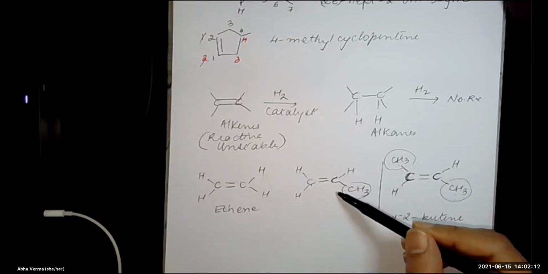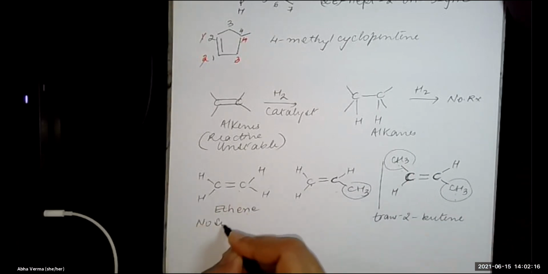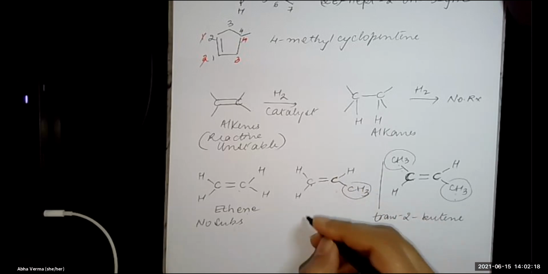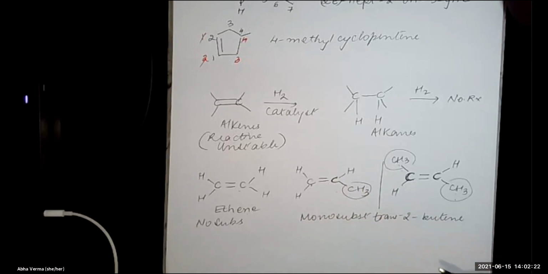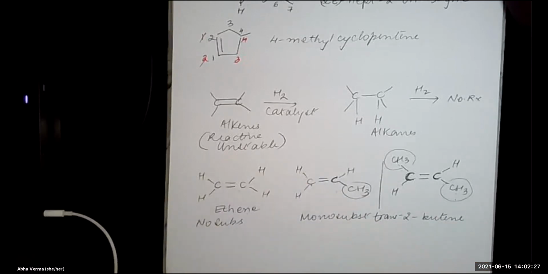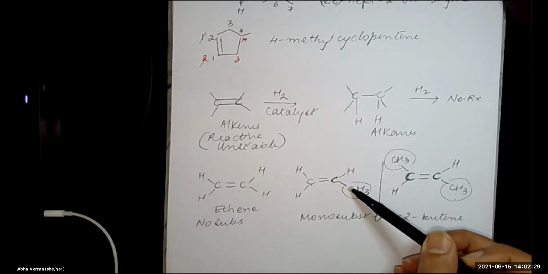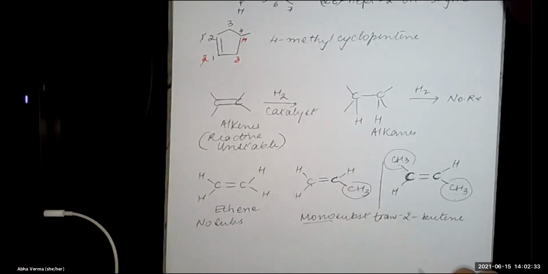If I look at this alkene, this has no substitutions. This is a mono-substituted alkene. Why mono-substituted? Ideally, there have to be 4 hydrogens, but one of the hydrogens is missing. So that is mono. One hydrogen missing across the double bond is a mono substitution.